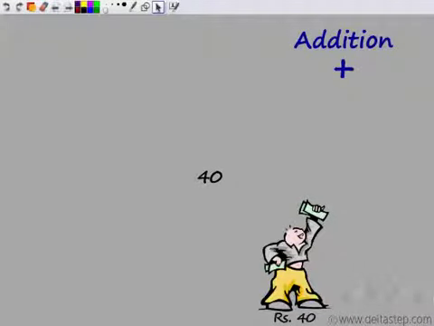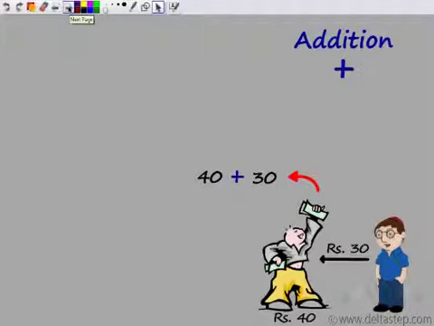Let us say you have 40 rupees and you were in need of money. So you ask your friend for some money and say he gives you 30 rupees. So you would have a total of 40 plus 30 rupees. Now let's change the situation a bit.